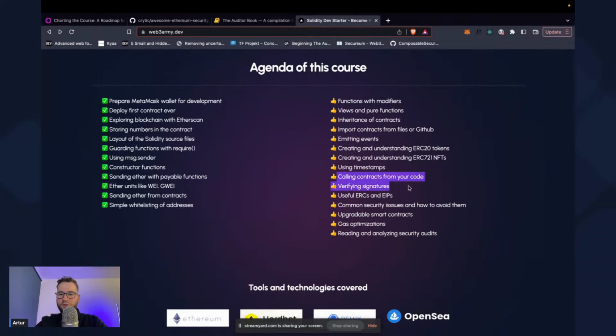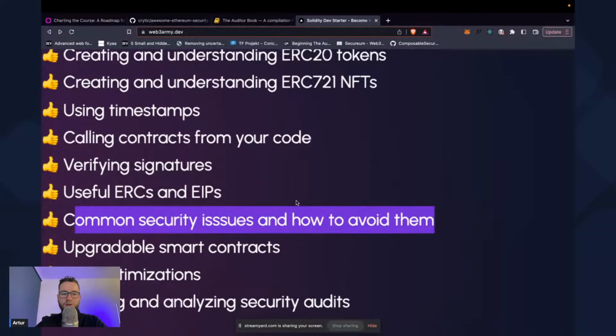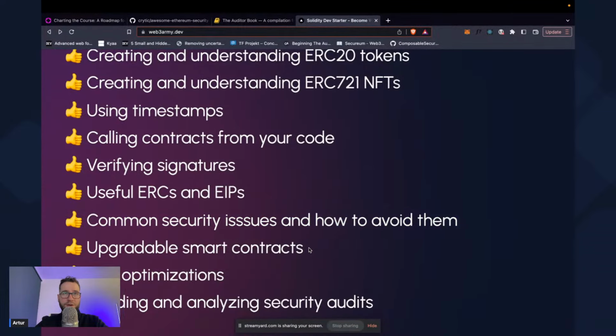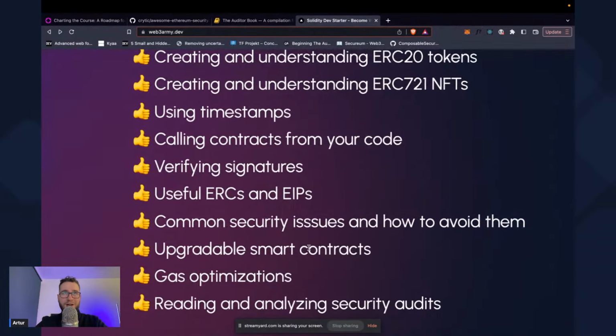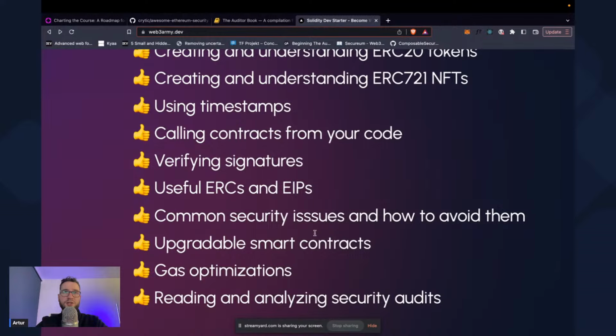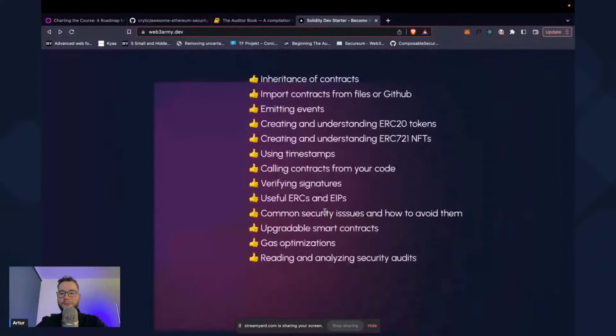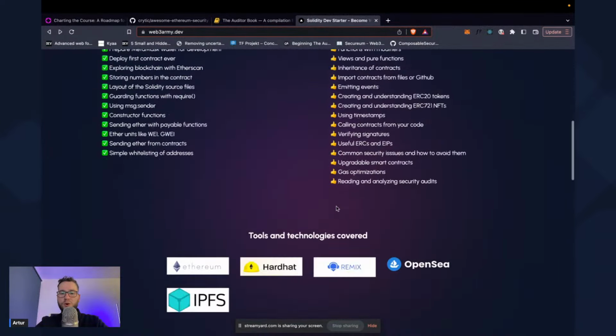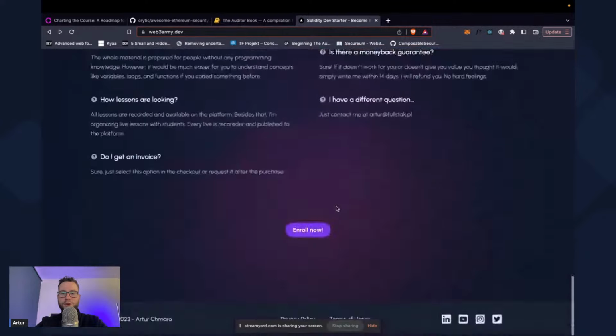So how to verify signatures, how to use some useful ERCs and EIPs. I will cover some security issues and tell you how to avoid them. There would be also something about upgradable contracts and some gas optimizations. There would be also live streams only for people from the course, in which I would be reading and analyzing security audits. So I think it's really worth it to join.